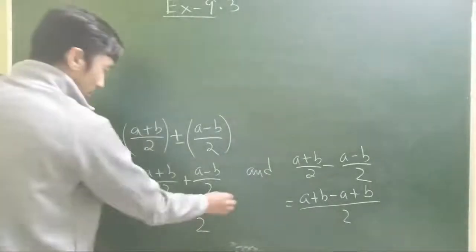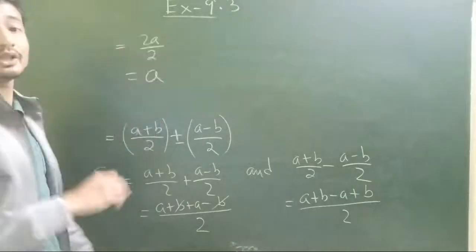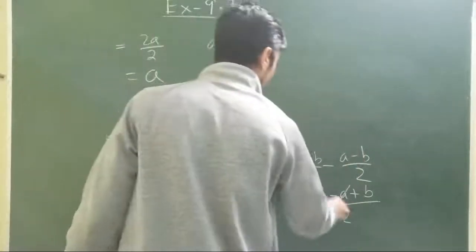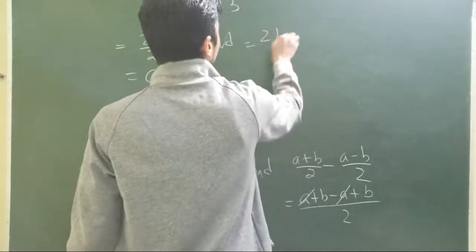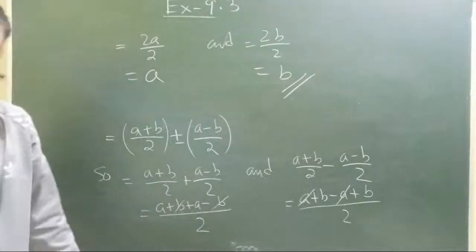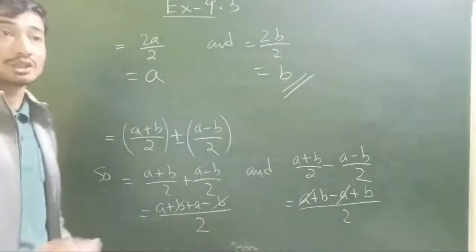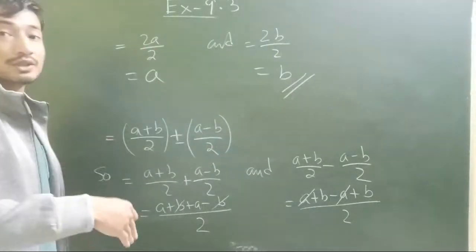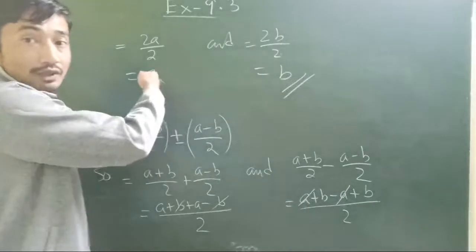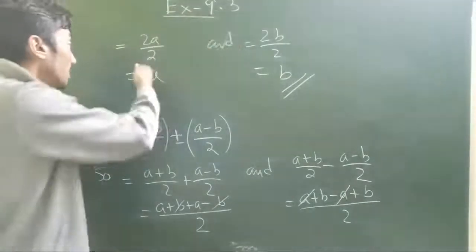what do we have? b cancels, we have 2a by 2. You see, we get the number back again. And for the other, a cancels, this is again 2b by 2, so here also b. That means those two numbers that we assumed were actually hidden in the given equation. So ultimately, if we assumed the two numbers to be a and b, those two numbers are, as given in the condition, a and b.